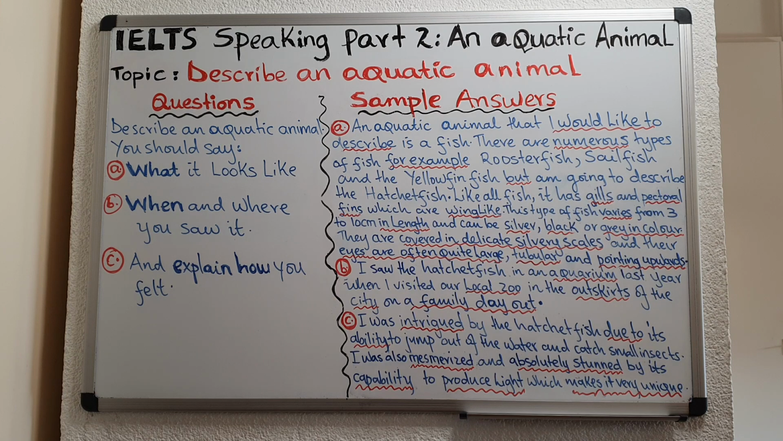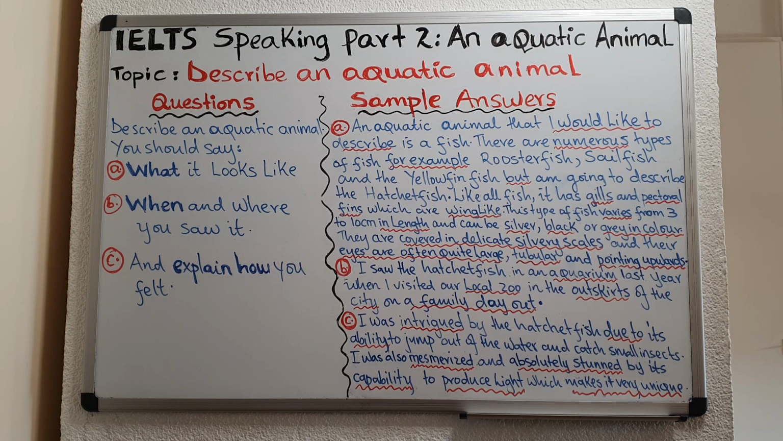The next sentence, like all fish, it has gills and pectoral fins, which are wing-like. That is a compound sentence. It has only 1 linking word, and that is and. And the third sentence, this type of fish varies from 10 centimeters in length and can be silver, black, or gray in color. Okay, that is a complex sentence because we have 2 linking words. We have and we have or.